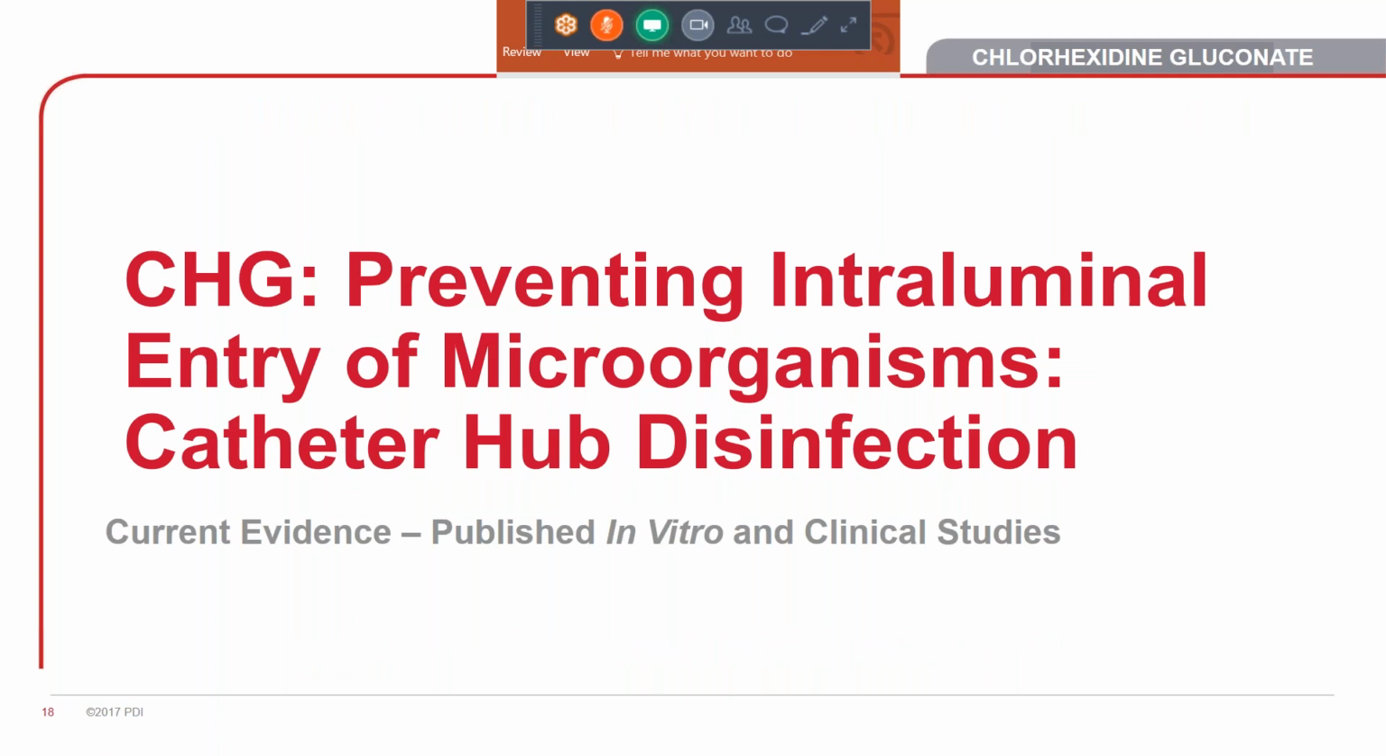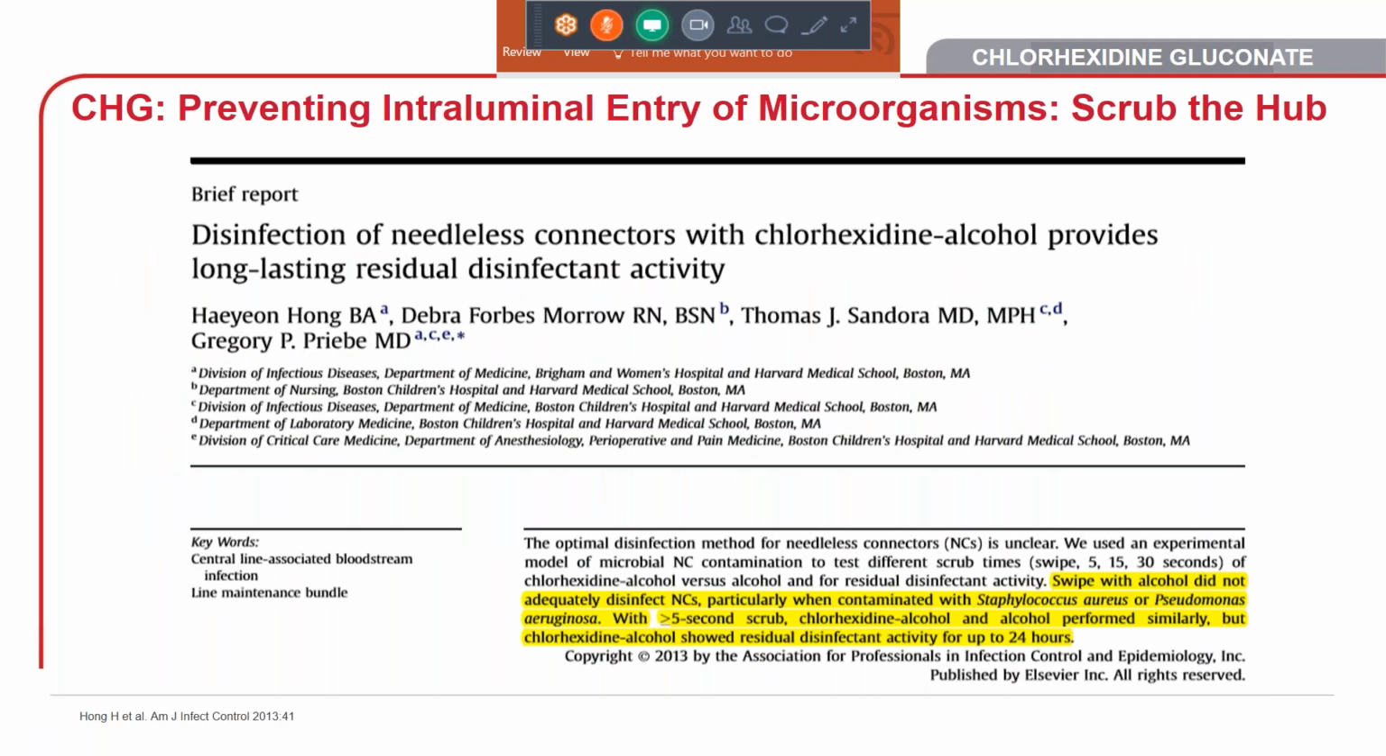So let's talk about what the current evidence is about preventing intraluminal entry of microorganisms through scrub the hub for chlorhexidine alcohol. These are in vitro and clinical studies that have been published. Okay, the first paper here is by Hong and colleagues. This was an independent study that was not sponsored by PDI.